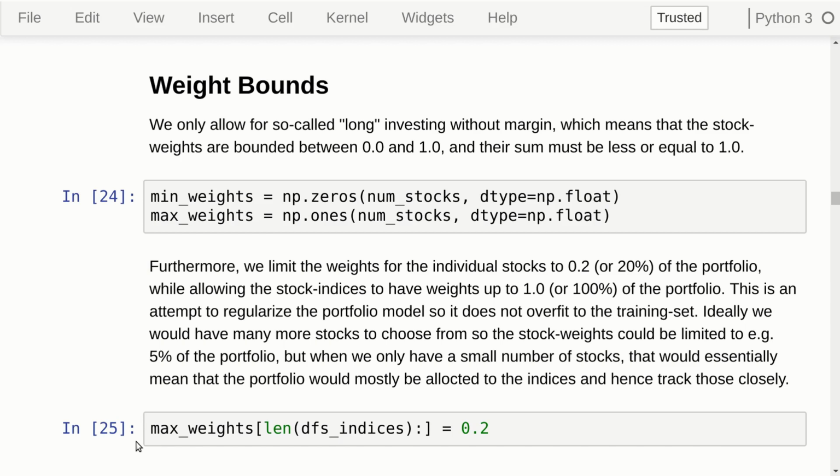But when we have only like 9 stocks as we have here, if we only allow very small portions of the portfolio to be allocated to each stock, then most of the portfolio would most of the time be allocated to an index. And so we would basically just be tracking the index.